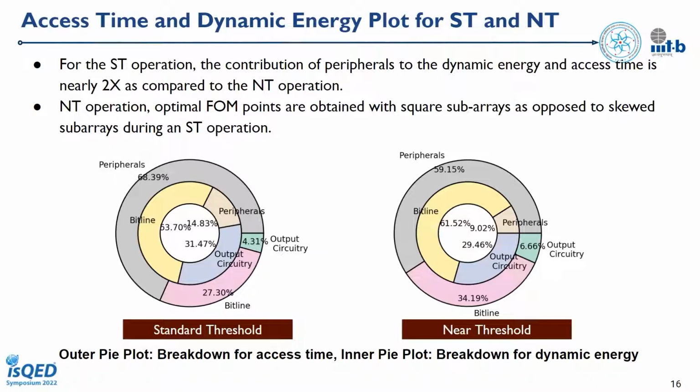Again, the outer pie plot indicates the breakdown of the access time, and the inner pie plot indicates the breakdown of the dynamic energy. For the ST operation, we observe that the contribution of peripherals to the dynamic energy and access time is nearly twice as compared to the NT operation. Therefore, for NT operation, optimal FOM points are obtained with square subarrays as opposed to skewed subarrays during ST operation.